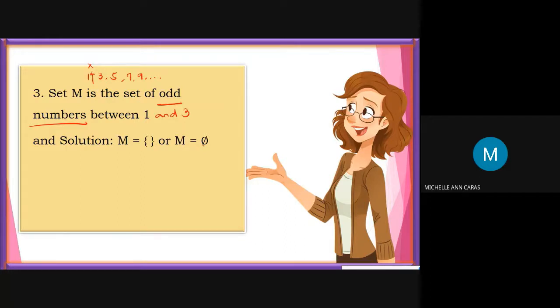But take note, we are asked to find the cardinality. Kung cardinality ng istoryahan ta, we are asked to find the number of elements sa given set. Tiki wala man na sang elements dira sa aton set. So therefore, ang answer naton is 0. So ang cardinality of set M daw is equal to 0. Okay?